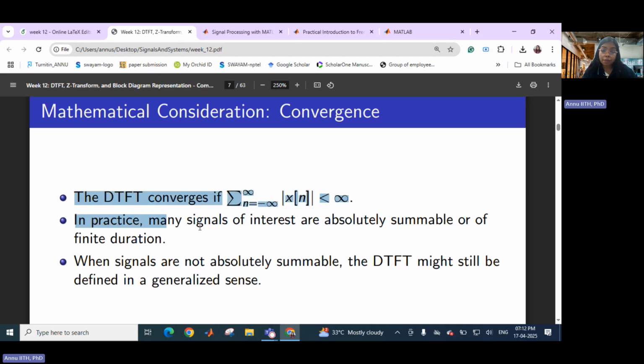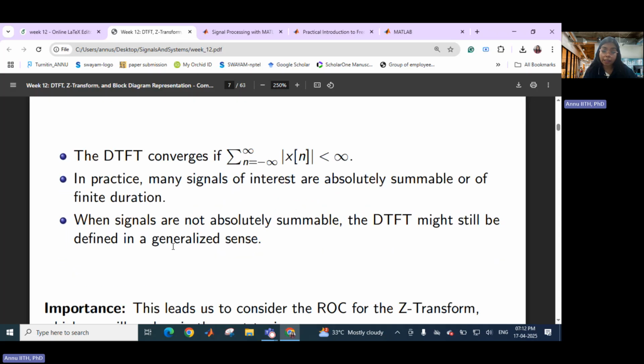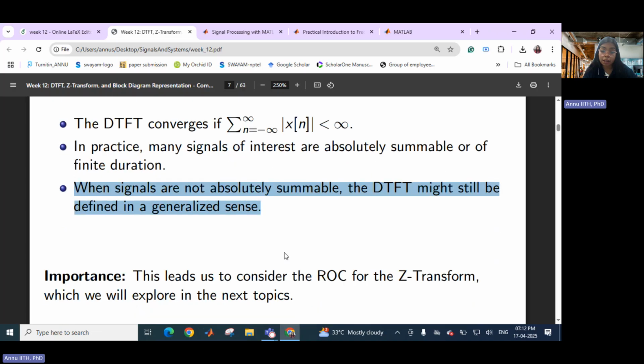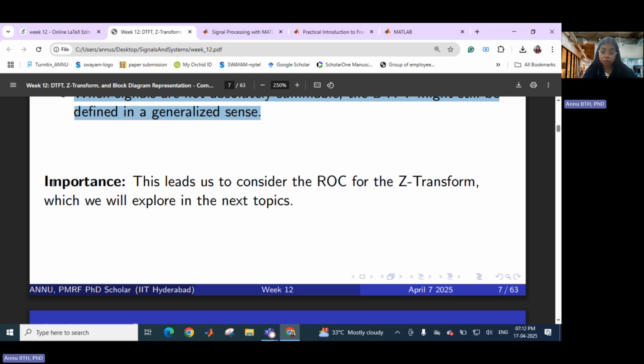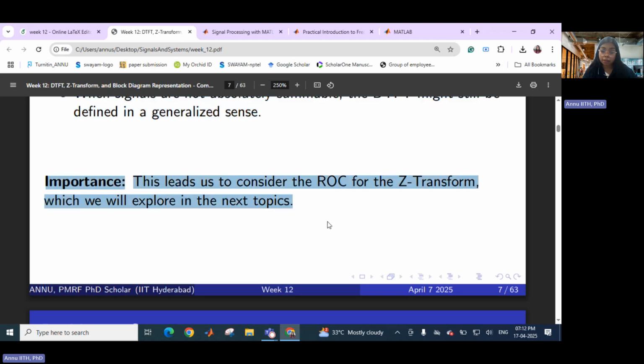The DTFT converges if the summation of the absolute value of x of n is less than infinity. In practice, many signals of interest are absolutely summable or of finite duration. So when signals are not absolutely summable, the DTFT might still be defined in a generalized sense. So what is the importance of this fact? This leads us to consider the ROC for the Z transform, which we will explore in the next topics.